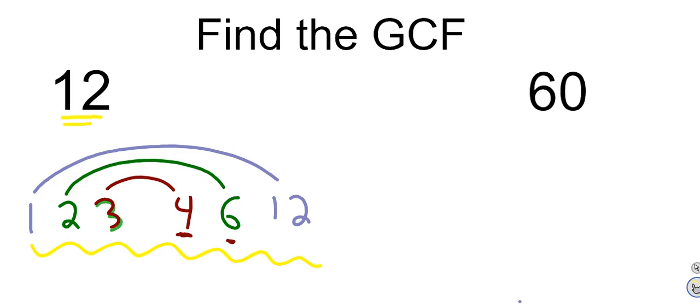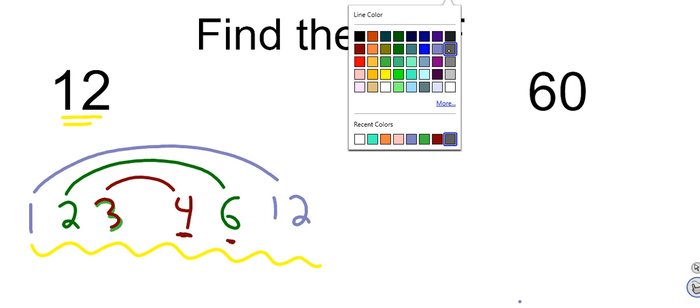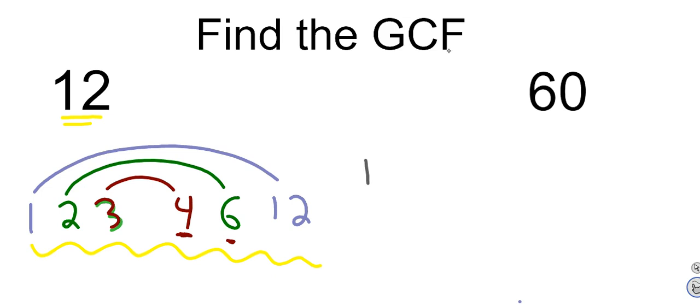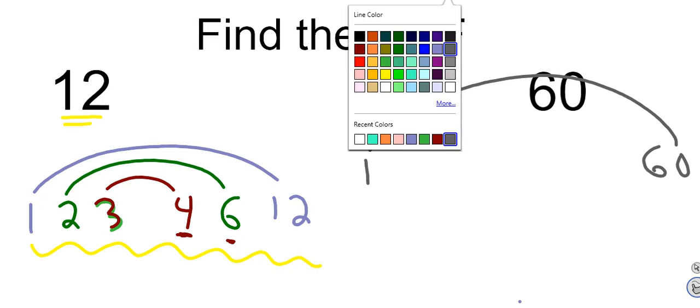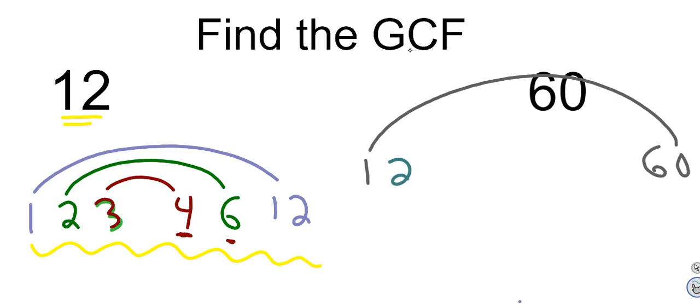So now let's play the game over here when we've got 60. Let's start with 1 and 60. We know 1 times 60 is 60. How about, let's do turquoise. How about 2? If we pick up our calculator, 60 divided by 2 is 30. So we know 2 times 30 is 60.